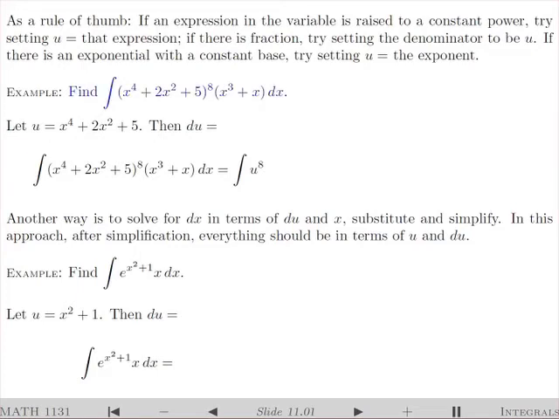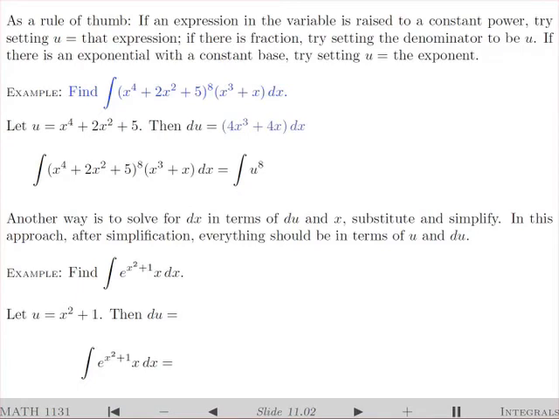Our first example is the integral of (x^4 + 2x^2 + 5)^8 times (x^3 + x) dx. So the rule of thumb suggests that we set u equal to x^4 + 2x^2 + 5. The derivative of u with respect to x is 4x^3 + 4x. So du is (4x^3 + 4x) dx.